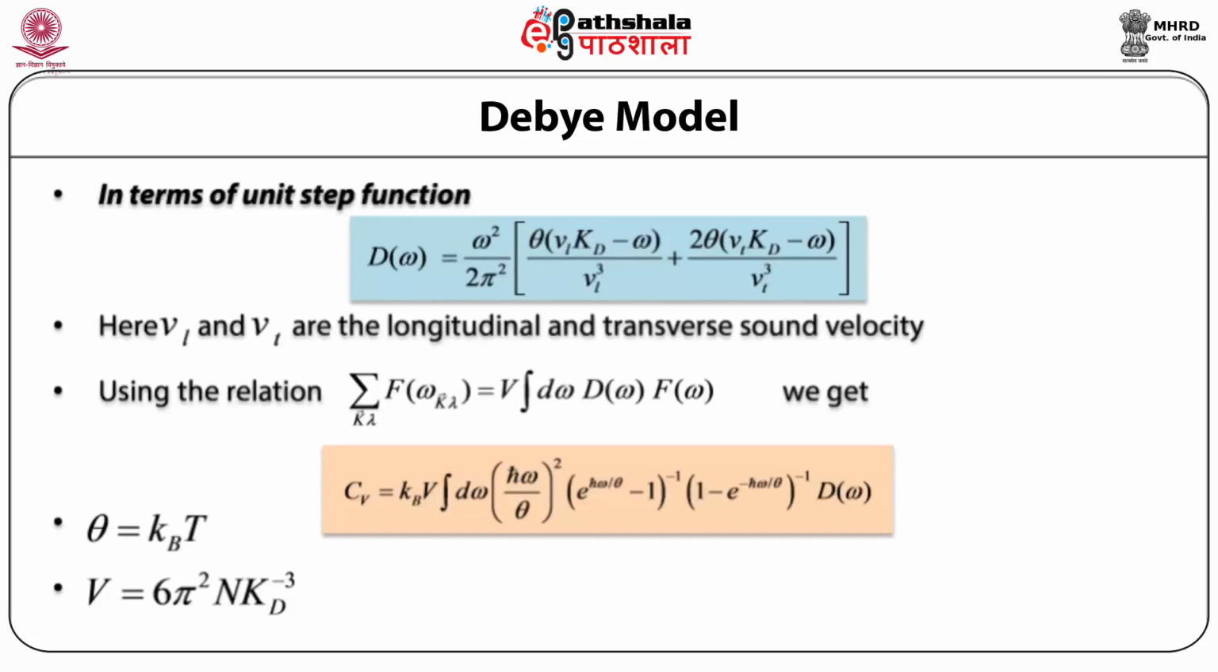So evaluating this expression, we get the specific heat Cv equal to kb multiplied by the volume, integration over frequency, h cross omega by theta whole squared, multiplied by e raised to power h cross omega divided by theta minus 1, inverse, into 1 minus e raised to power minus h cross omega by theta, whole inverse, multiplied by the density of states D omega, where theta here is equal to kbT.